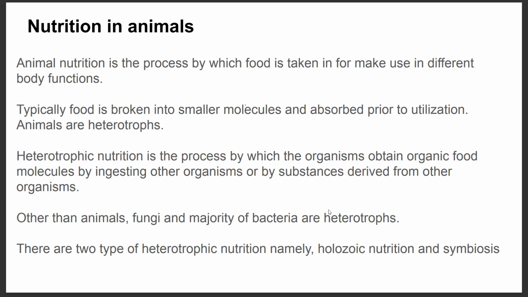Now, if we take animals, they are heterotrophs, right? You know, green plants and algae are phototrophs, autotrophs. Autotrophs means they can produce their own food. But us, can we produce our own food?